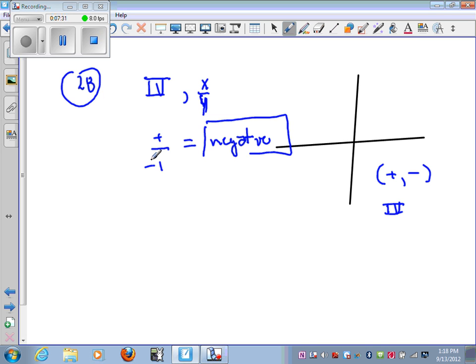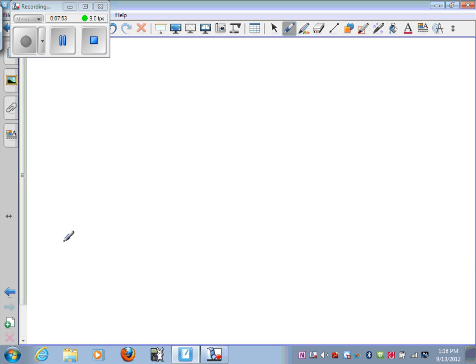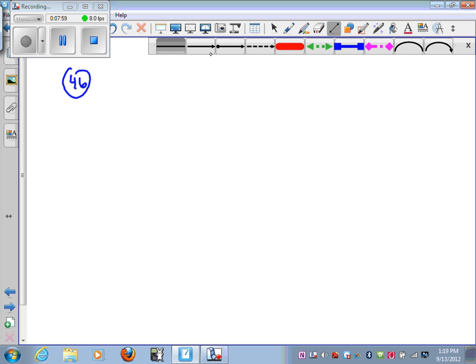Okay, the next set of problems says the terminal side of the angle is in standard position. You have to give the restrictions, sketch the least positive angle theta, and find the values of the 6 trigonometric functions. So I'm going to look at 46.